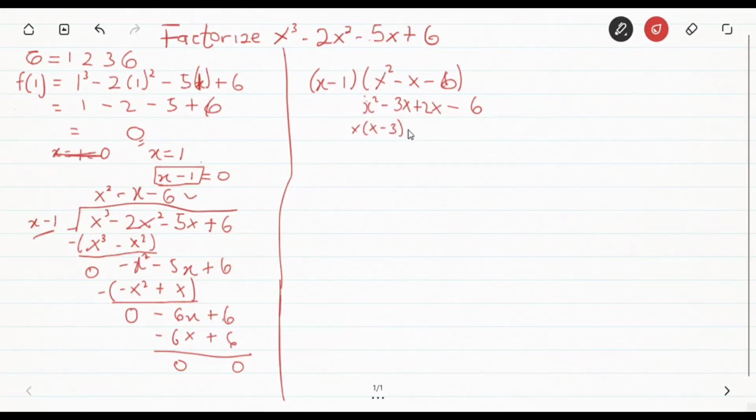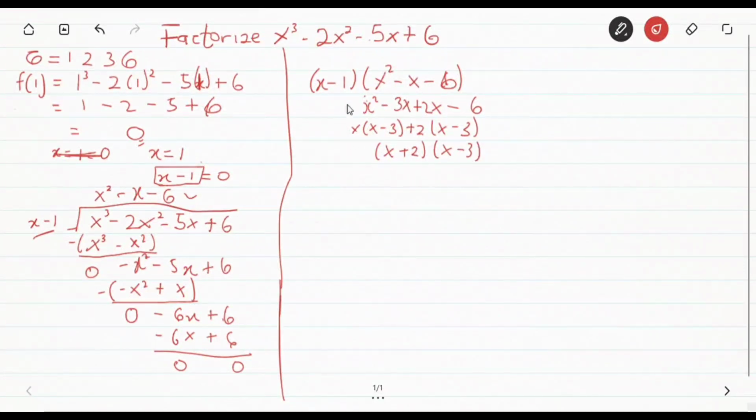Then this side too, I'm going to factorize plus 2 out. Then x minus 3 also will be here to close the bracket. So our final answer here will be x plus 2 and also x minus 3. That's the breakdown of it.